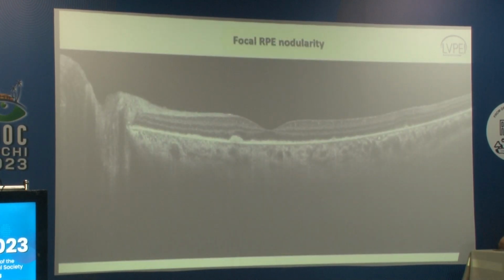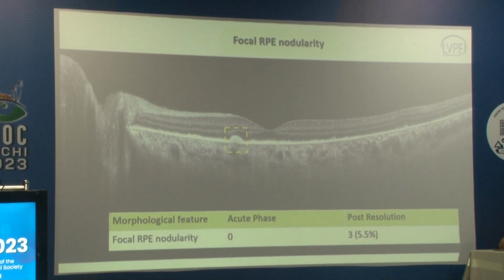Another interesting feature which we noticed in our study cohort was these well-localized hyperreflective lesions on the RPE, seen in eyes following resolution of the disease, but only in 3 eyes.